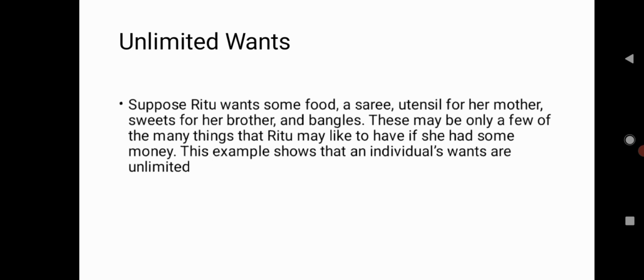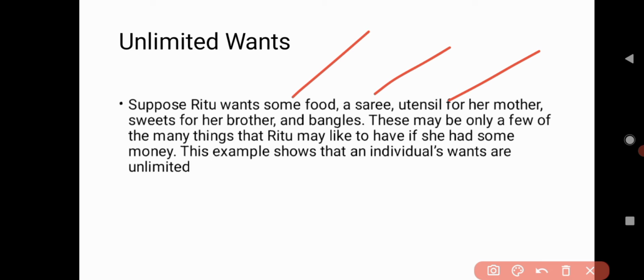Let us come to the next part. Let us learn in detail about these unlimited wants, limited resources and alternate use. Let me explain this with an example. Suppose Ritu wants some food, a sari, utensils for her mother, sweets for her brother, and bangles. Now, if she has the money, she wants to buy all these things. So, from this example, we can say that individual wants are unlimited. They want many things now and then. So, wants are unlimited.